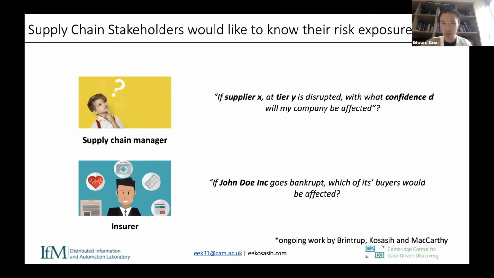And in terms of insurance as well, my PhD is funded by a company called Aviva, which is one of the biggest insurance companies in the UK. The question they are interested in is: if I insure a company called John Doe and John Doe goes bankrupt, which of its buyers would be affected? This is the kind of question that insurance companies would like to ask. Of course, this is in a simplified manner.